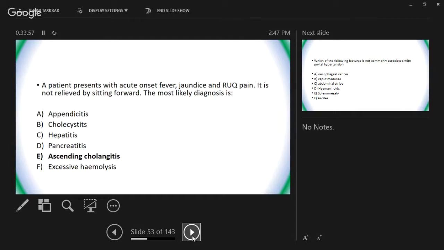All I want to do is just point out the question pain. That's just your classic triad for ascending cholangitis. But yeah, you're right, it's kind of similar to the other ones.